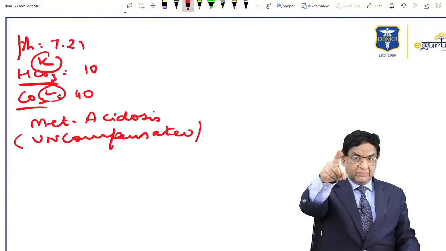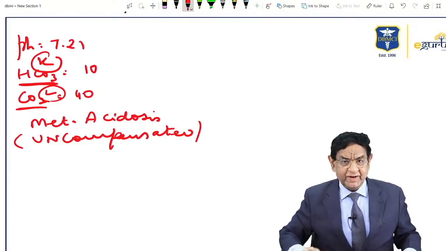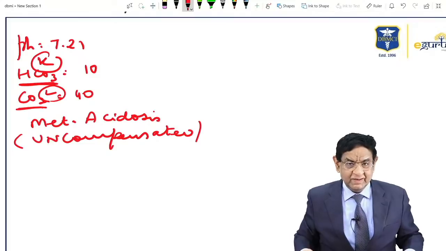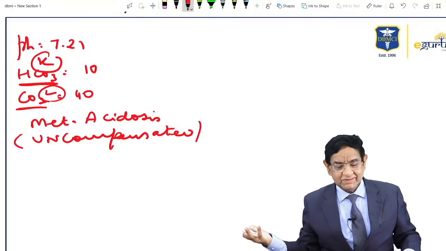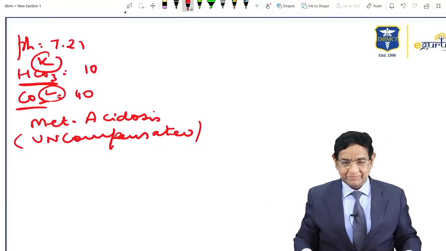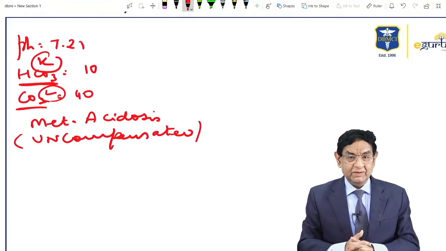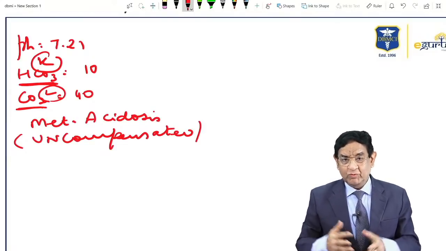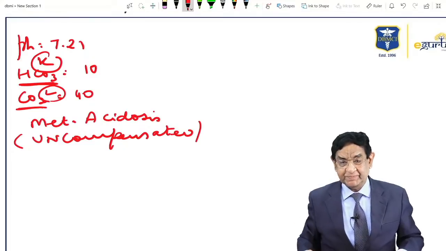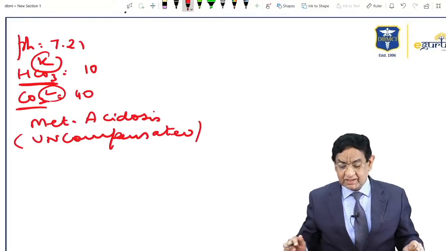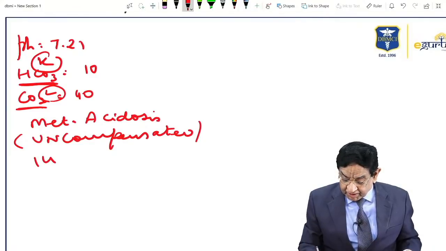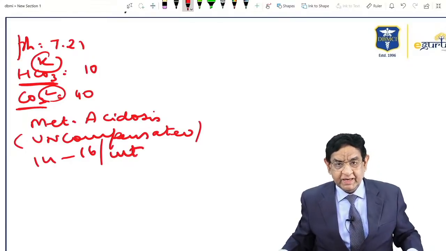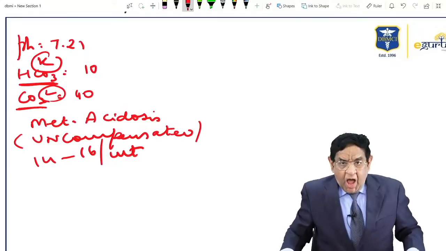Lung says, don't worry, my friend, I'm there. I'm there to help you, don't worry. A friend in need is a friend indeed. Yes, you are right. So now lungs want to help the kidney. What do lungs have? Lungs have acid. Immediately lungs will start. We all know the normal respiratory rate is about 12 to 16 per minute. Now what will lungs do? Look at me now.